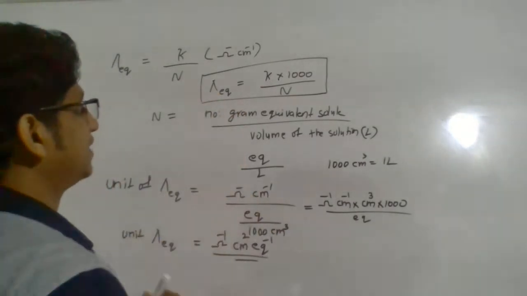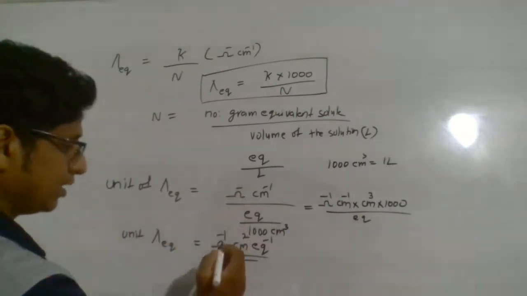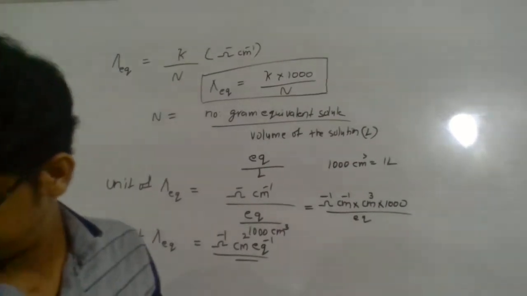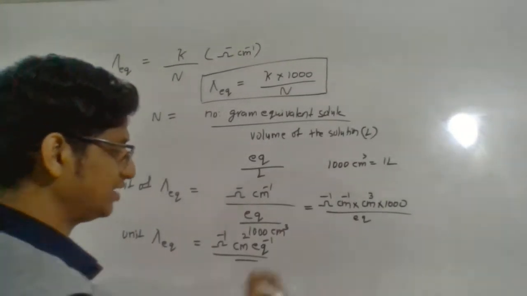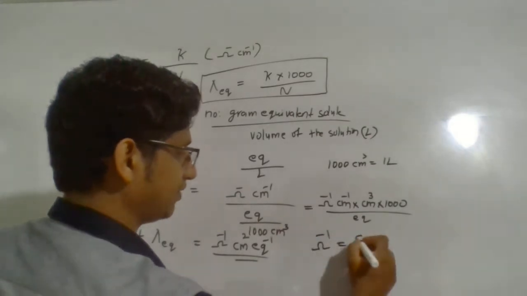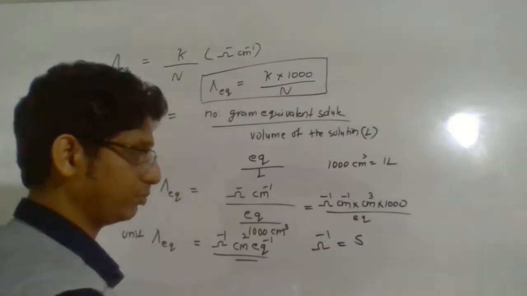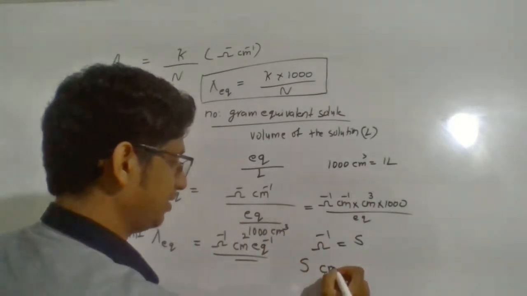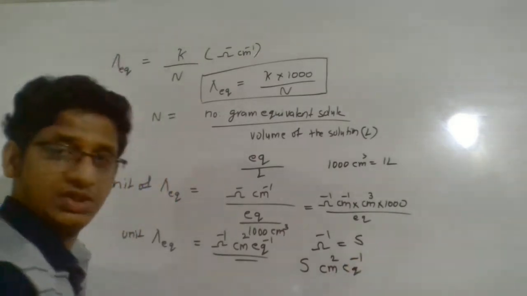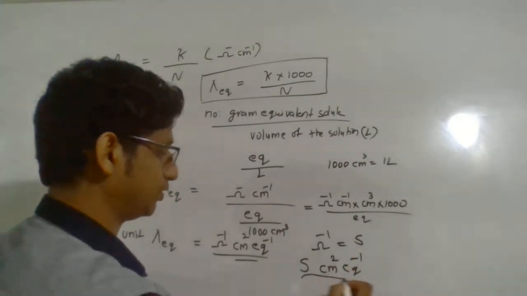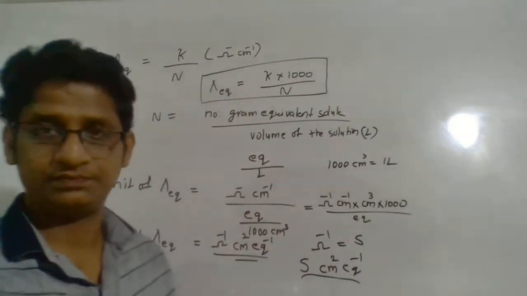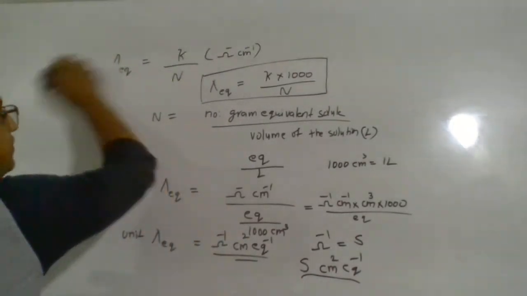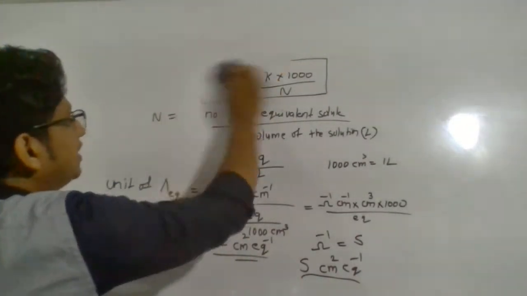So remember, we express the unit of lambda equivalent in ohm inverse centimeter square equivalent inverse. Ohm inverse is nothing but Siemens, that's another way we express it. Whenever you see ohm inverse, sometimes we express it in Siemens. So the unit we can say is Siemens centimeter square equivalent inverse. That's another unit of equivalent conductivity. Please note that, that's very important.